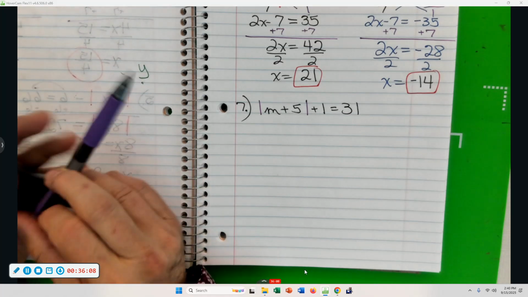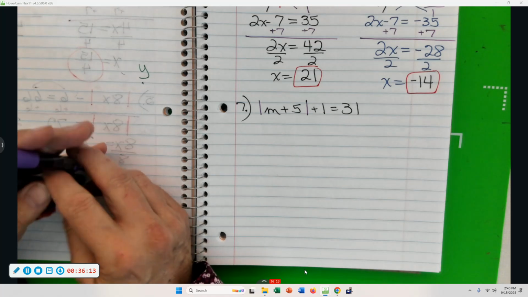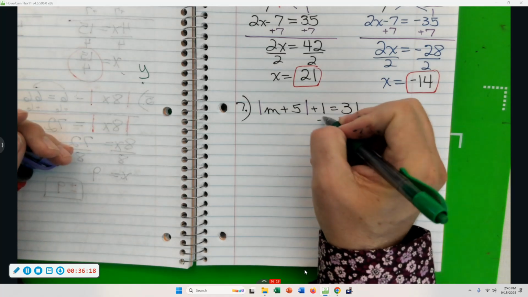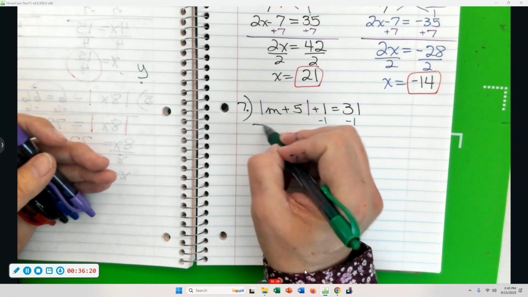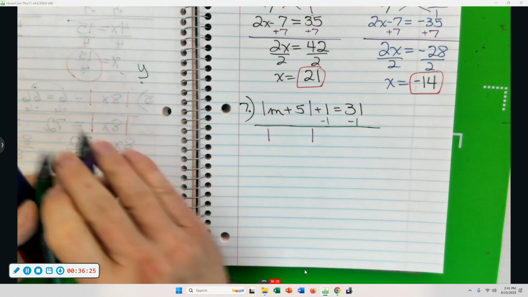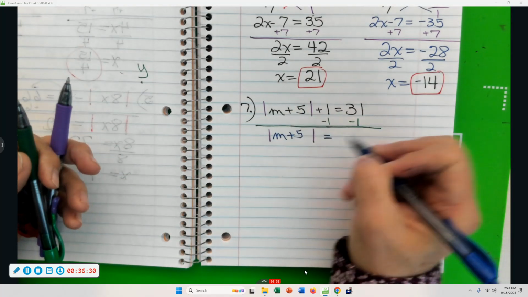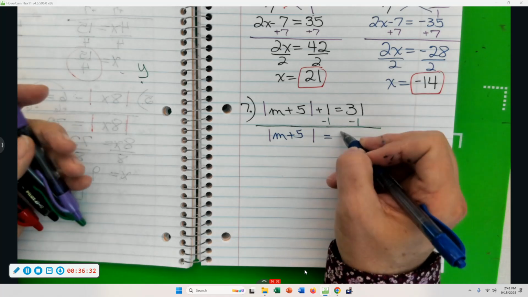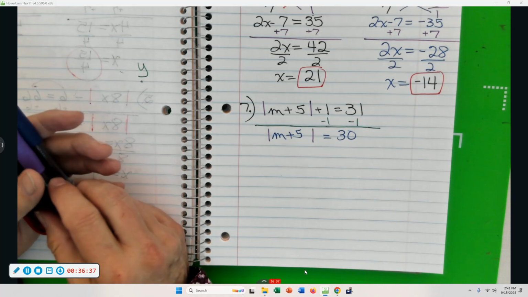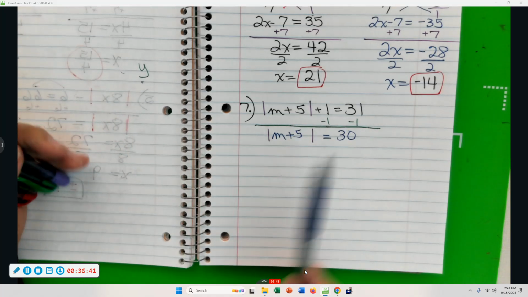There's only one correct first step here. I'm not going to say what it is. Y'all tell me. You've got to get the absolute value by itself. So minus 1, minus 1. That says we have an absolute value of m plus 5 equals, I agree, 31 minus 1 is a 30. So now we have an absolute value equals a positive number.